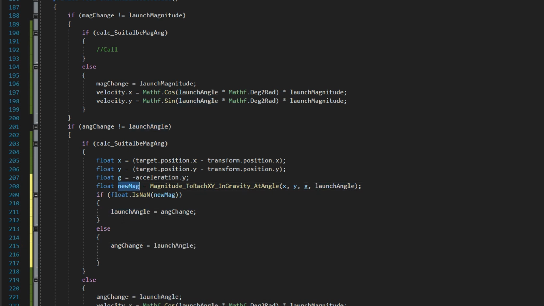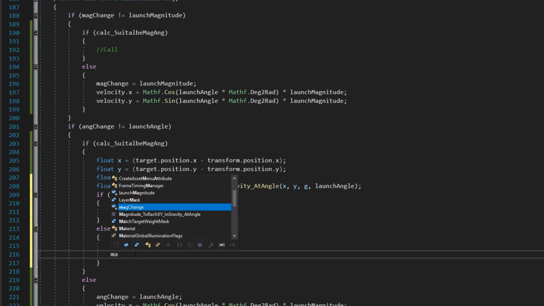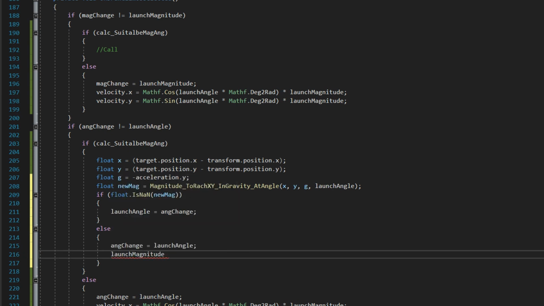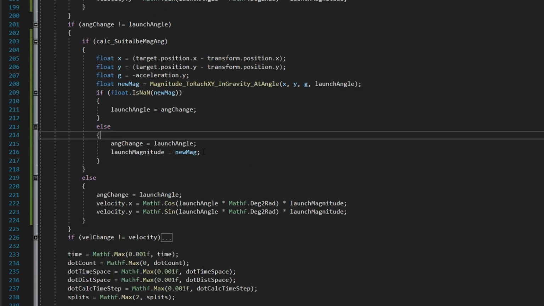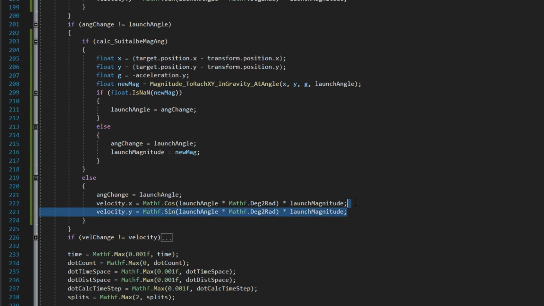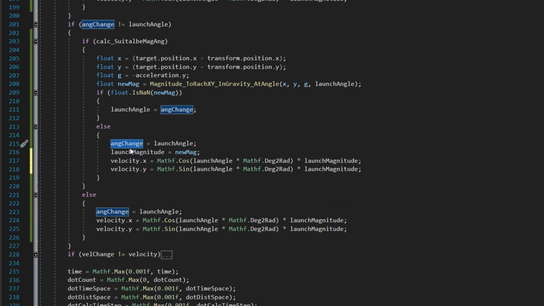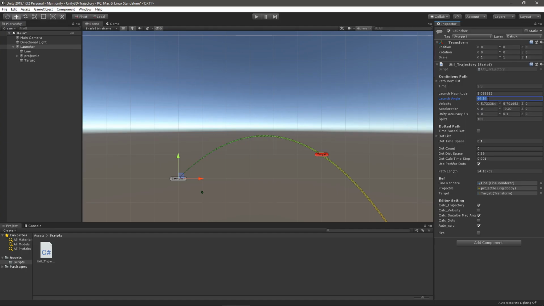And we will change the magnitude to this new value that we have calculated. And also we will calculate the velocity with this new angle and magnitude. So that should be it. If you have an angle of 45 degrees, the suitable magnitude to hit the target will be 8.08. So as we change this, we can see that the magnitude is changing as well.